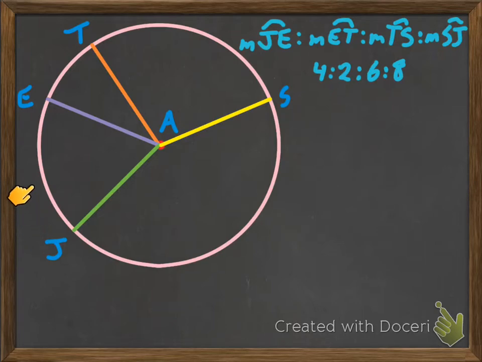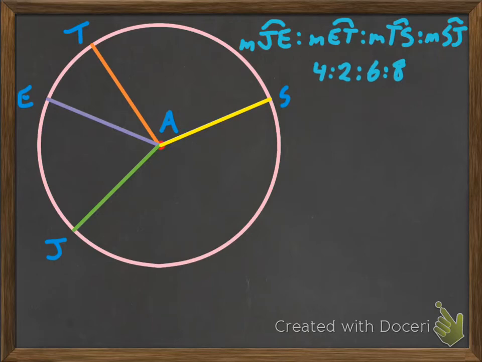So if we have the measure of arc JE, and remember that's going to be measured in degrees, it's not the length of this arc, it's the measure. So if we think about the amount of turn of the circle, we have JE, ET, TS, and SJ. And they're in a ratio of 4 to 2 to 6 to 8.